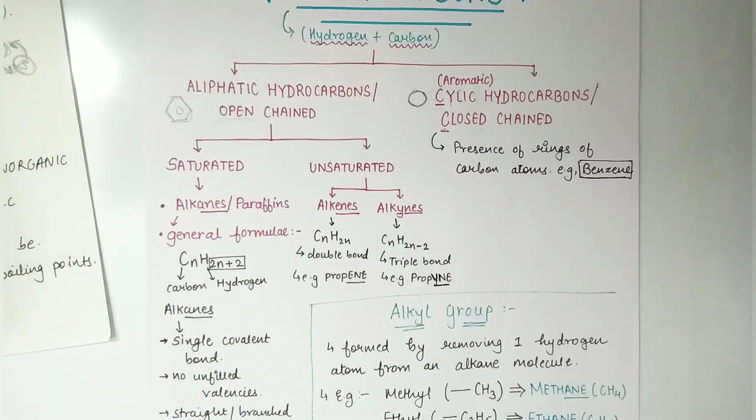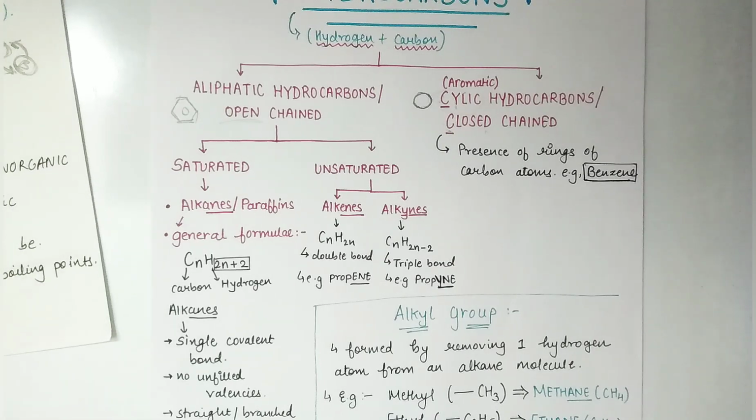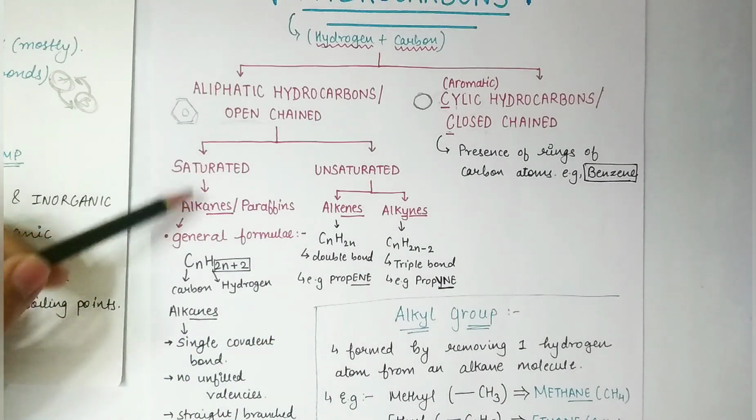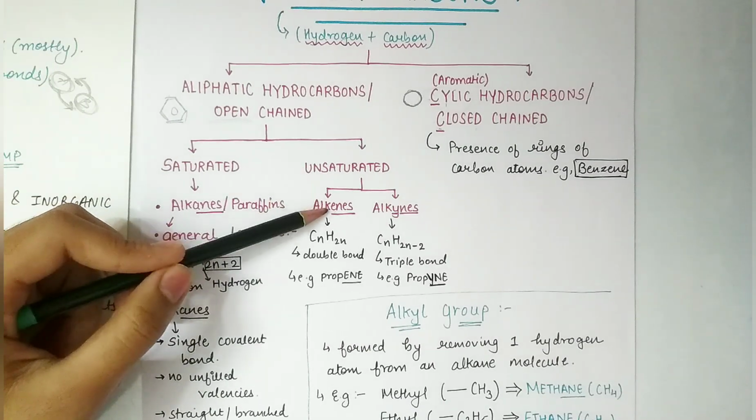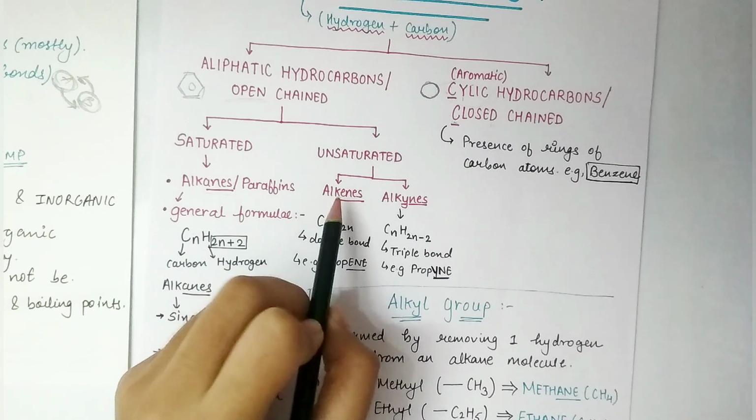You need to understand that there are alternative names for certain categories which you need to remember. It's not like you can remember only one name, you have to remember each and everything. So aliphatic hydrocarbons: saturated and unsaturated. Saturated includes alkanes, which are also known as paraffins, and unsaturated includes alkenes and alkynes. Now you can see they all look somewhat similar, but they end in different alphabets.